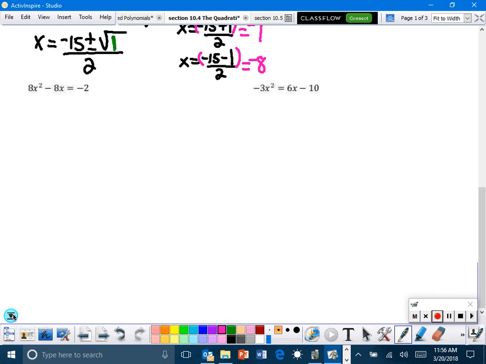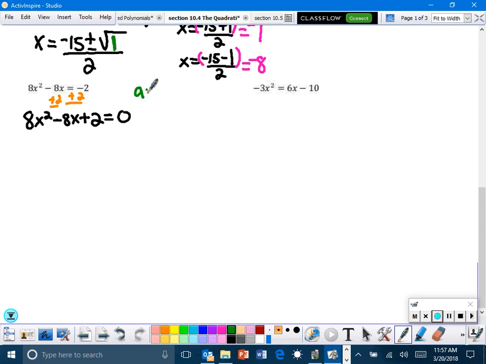All right, so again, we need to set this equal to 0. So the first thing I'm going to do is add 2 to both sides. So I've got 8x squared minus 8x. Now that 2 did not have anything to add to it, so that's just going to go behind all of that, and it equals 0.